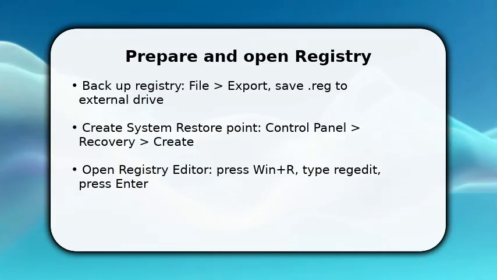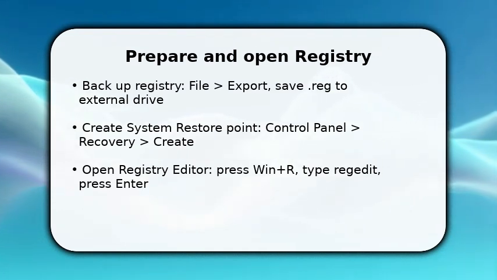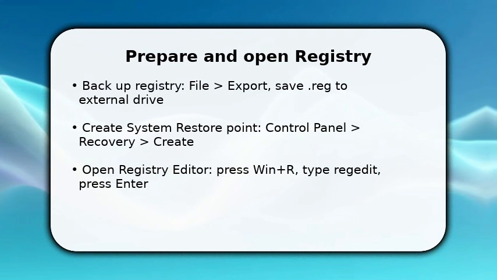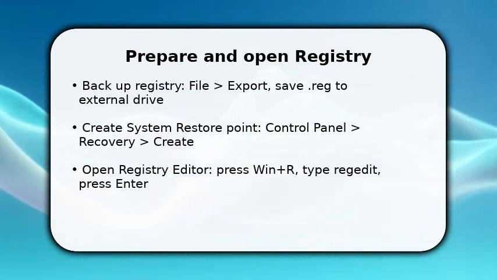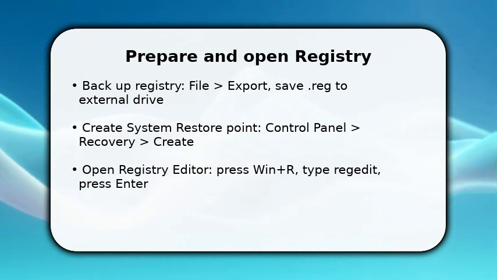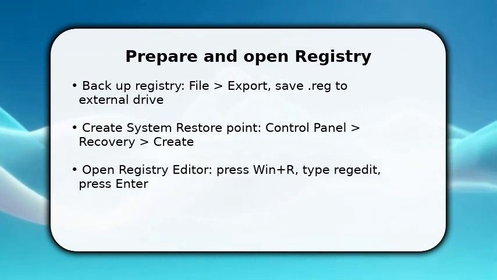You start by protecting the system, export the whole registry, and make a system restore point so you can rewind if needed. Once done, open Regedit using Win+R and confirm UAC. Navigate to the key related to the broken item, know the path beforehand so you don't wander.